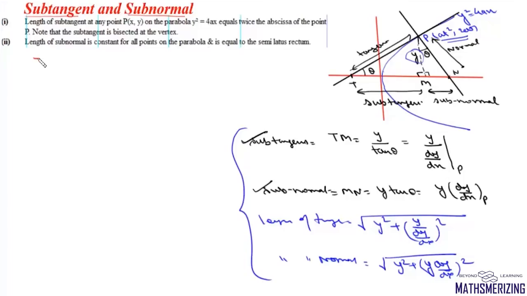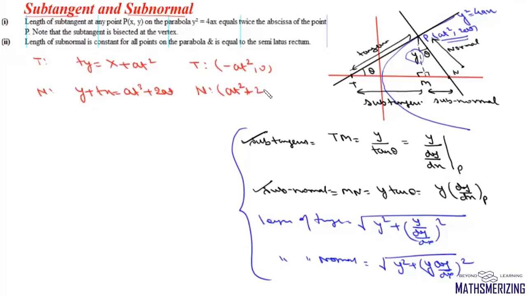We know that the equation of tangent will be ty equals x plus at square. So the coordinate of this point T will be (minus at square, 0), and the equation of normal is y plus tx equals at cube plus 2at. So in this case, the coordinate of this point N will be (at square plus 2a, 0), and this point M is simply (at square, 0).